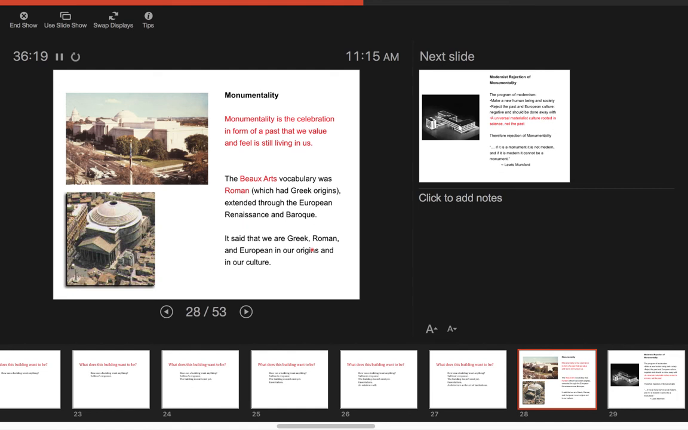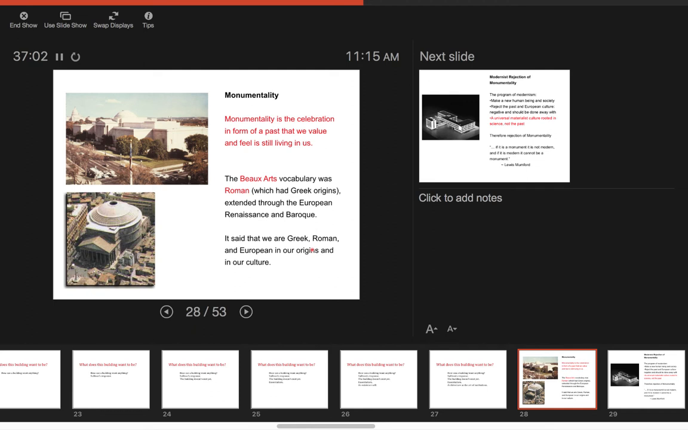So I'm struck by how unclear most of my colleagues are. For example, in second year history, I used to teach second year history, they don't let me anymore. My colleagues refer to Kahn's architecture as monumental. It is exactly not monumental, because they don't know what monumental is. Monumentality is the celebration in the form of a past that we value and feel is still living in us today.